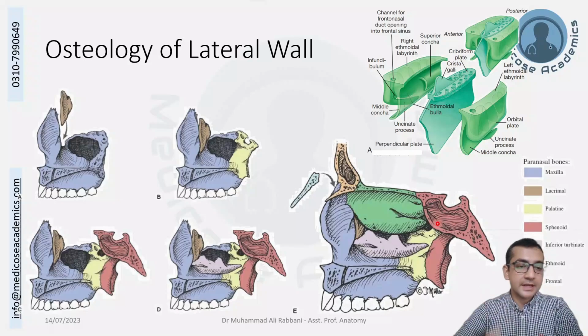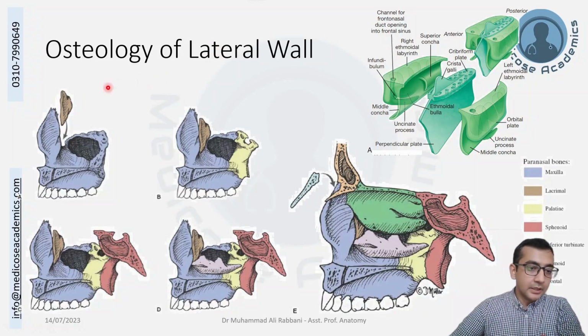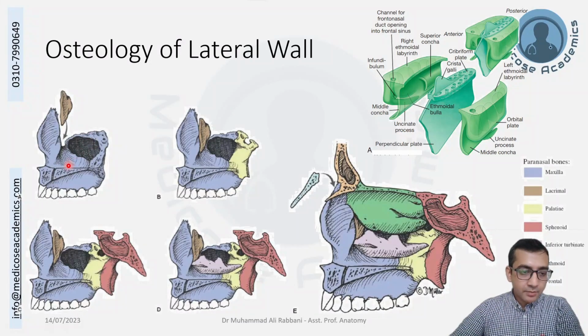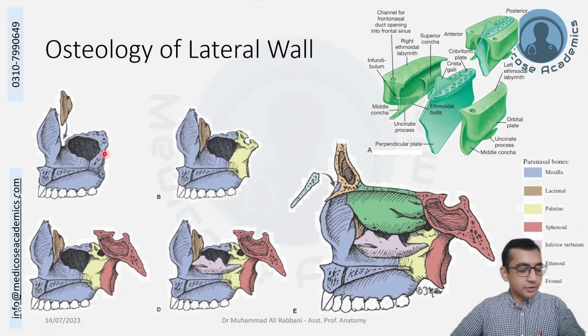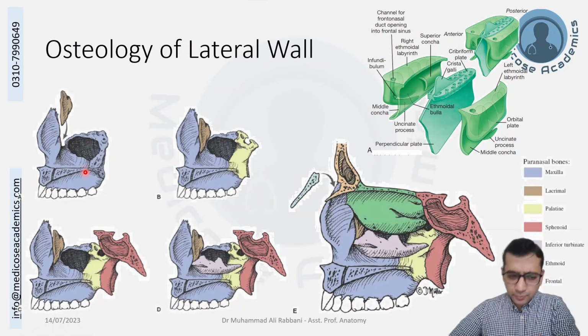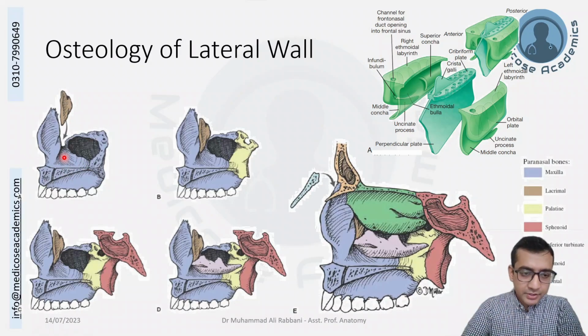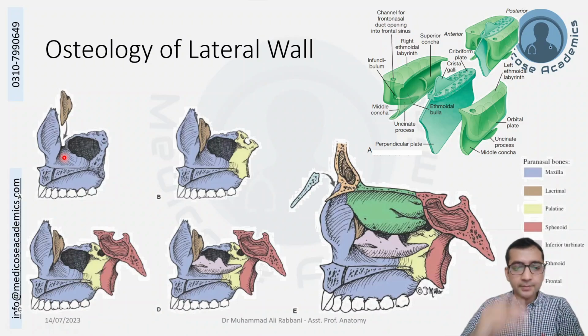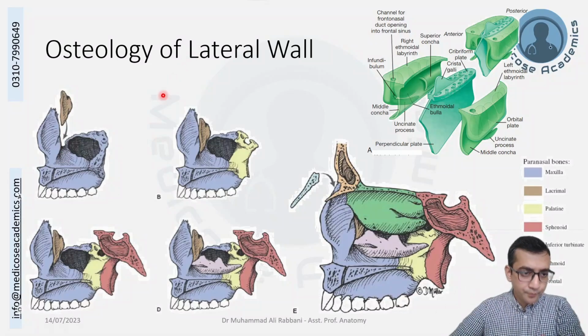This is a very beautiful picture as it adds the bones one by one. If we look at the lateral wall, the major bone that is contributing in the formation of this wall is this maxillary bone. This maxillary bone is a very huge bone. It is on the front of the cheek. It is forming the hard palate. It is forming the upper jaw teeth, and it is forming the lateral wall of the nose.